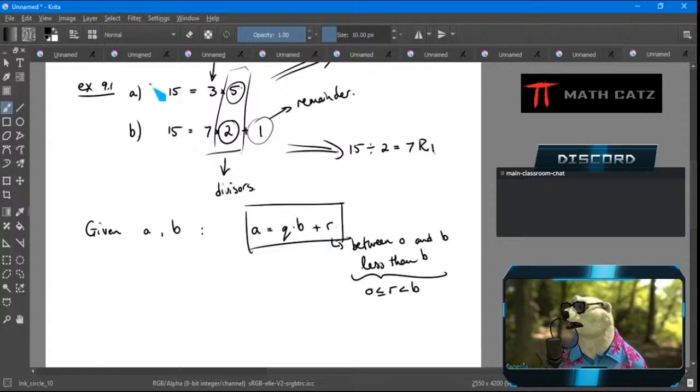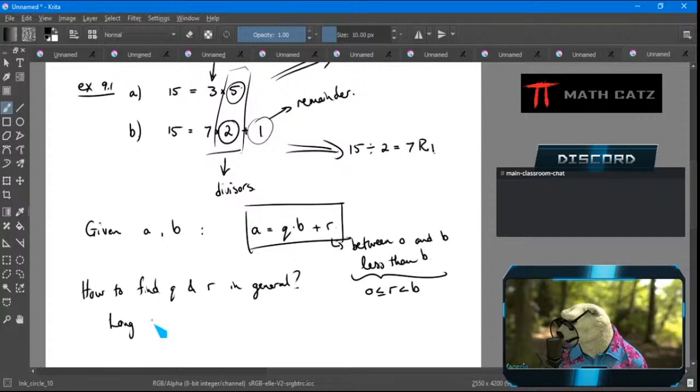So when the numbers are super small, there's not much issue. I can really just do it very quickly. But when the number is bigger, how do I find the Q? Let's say here, how to find Q and R in general. That is where we're going to use our long division method.